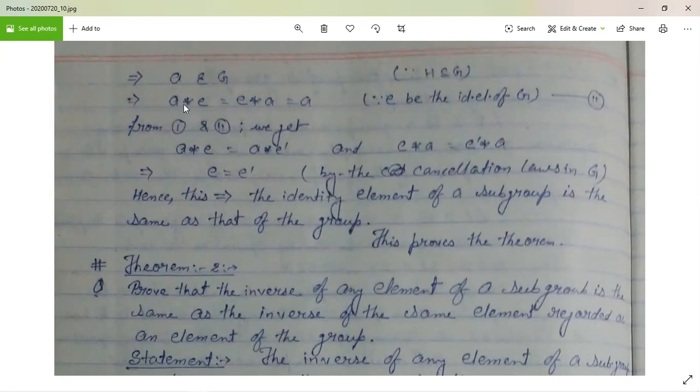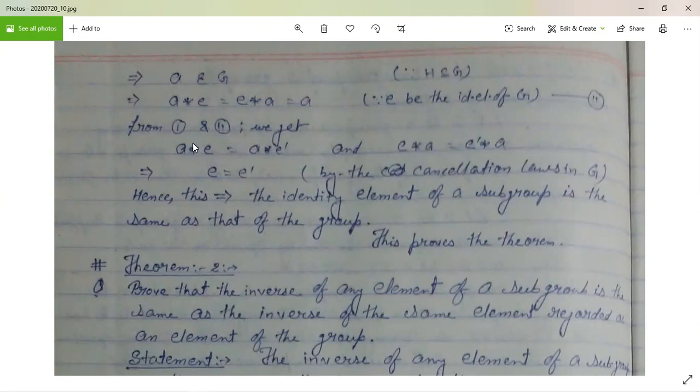Now, this implies that a * e equals e * a equals a, since e is the identity element in G. Take this as equation 2. Now, from equations 1 and 2, we get a * e equals a * e' from the left side, and from the right side, e * a equals e' * a. From the left part, we cancel left a, that means the left cancellation law, and from the right part, we cancel right a, that means the right cancellation law.